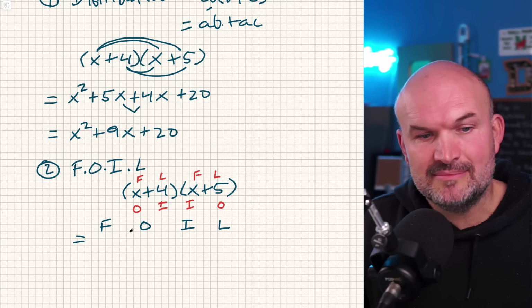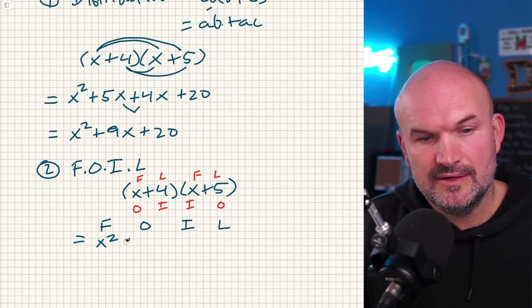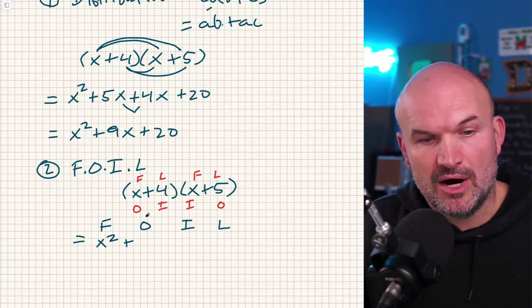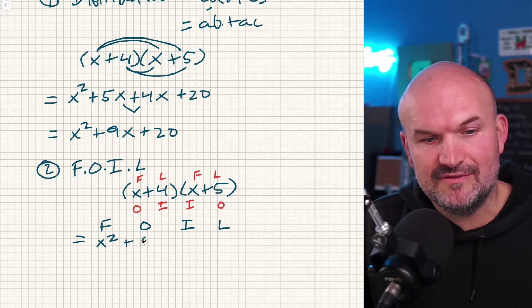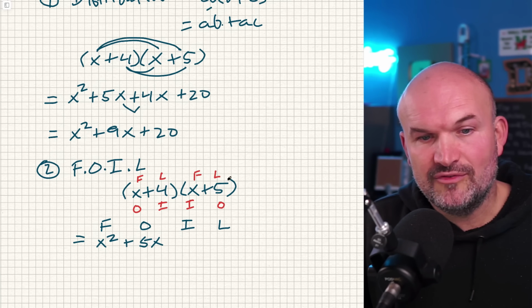So in this case, F times F is going to be x squared. We're going to add that to our O, which is x times 5, which is 5x. Our I, which is 4 times x, which is a positive 4x. And then our last, which is 4 times 5, which is going to be a positive 20. Just like we had right here, we can combine the like terms. So therefore, that's an x squared plus 9x plus 20. Okay, fairly simple, easy to remember.